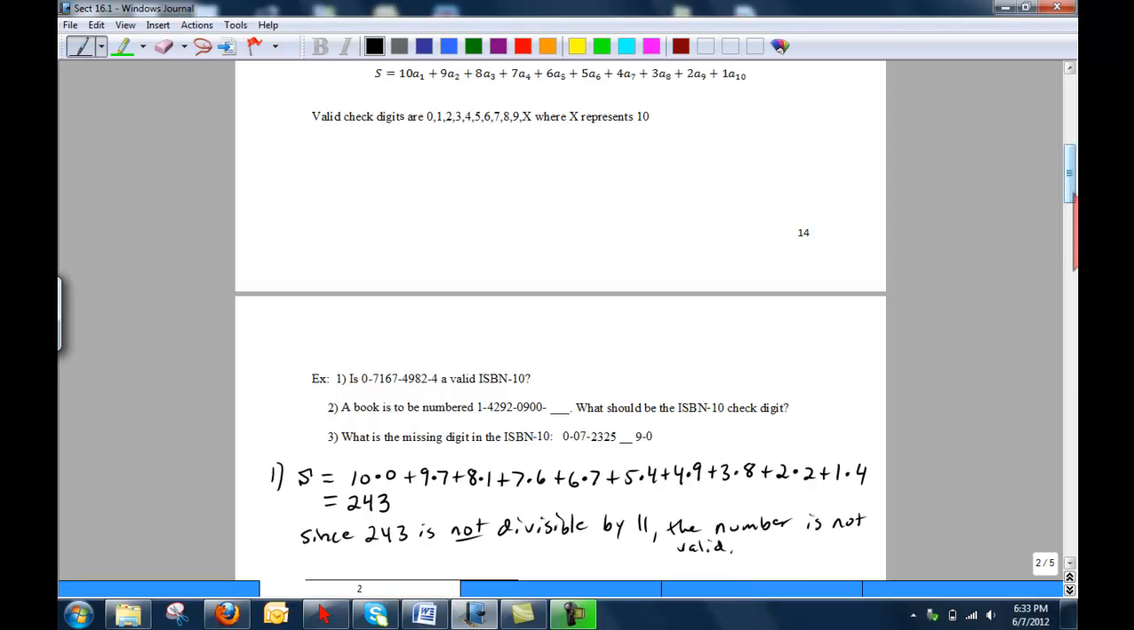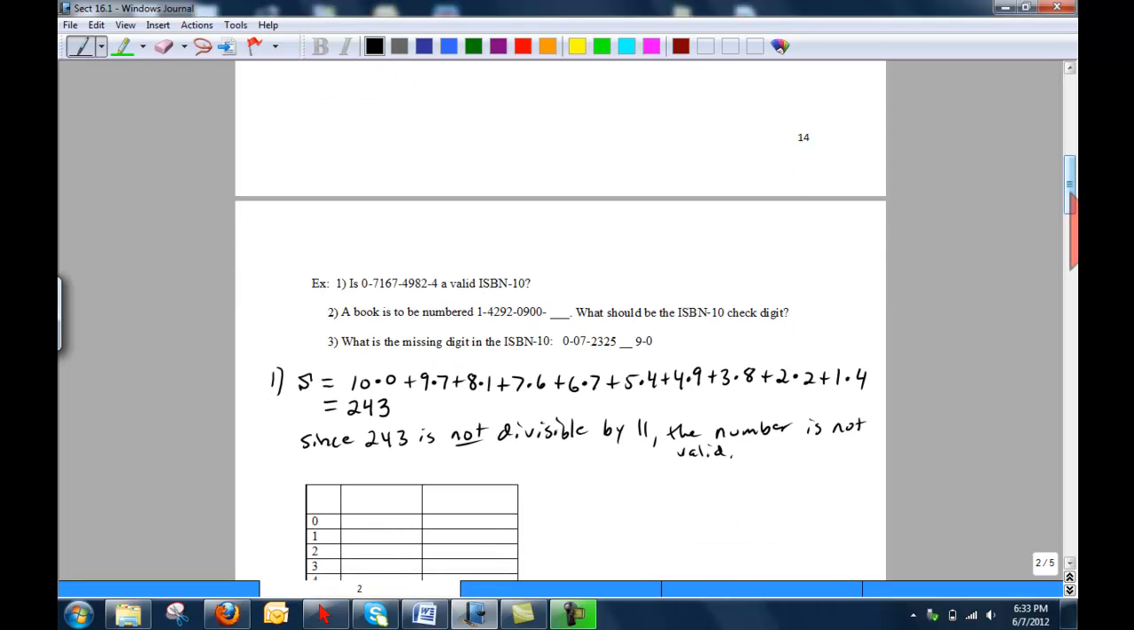So what happened? Well, the original number must have been different, and then maybe somebody was copying this by hand and made a mistake and miscopied one of the digits. Or maybe a computer was scanning the barcode and the computer made a mistake and the digit got changed that way instead. At any rate, something happened. This is not a valid ISBN.